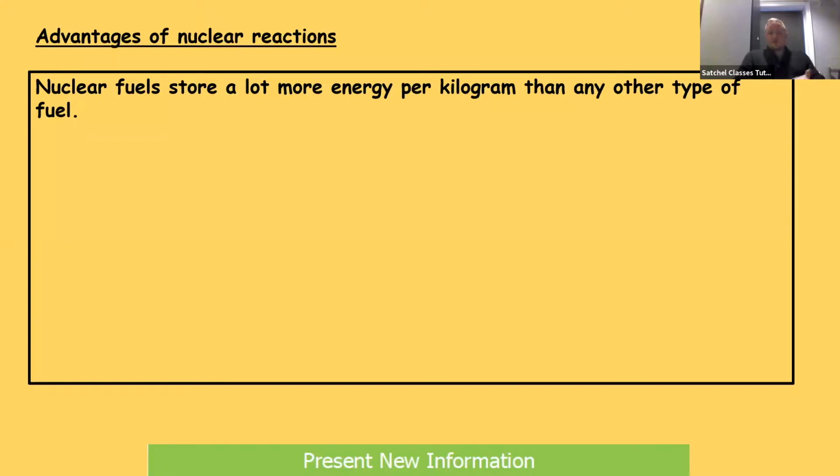Nuclear fuels store a lot more energy per kilogram than any other type of fuel. I mean, it's ridiculous the amount of energy that's stored in a kilogram mass of uranium in comparison to, say, a kilogram mass of coal or oil or gas. The term is energy dense. You might come across that term when talking about nuclear fuels in your particular syllabus, whichever one you're studying. But the more energy dense something is, the more energy is contained within a smaller mass. Nuclear fuels have a very high energy density.